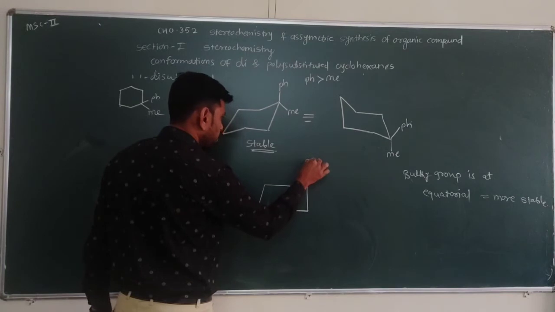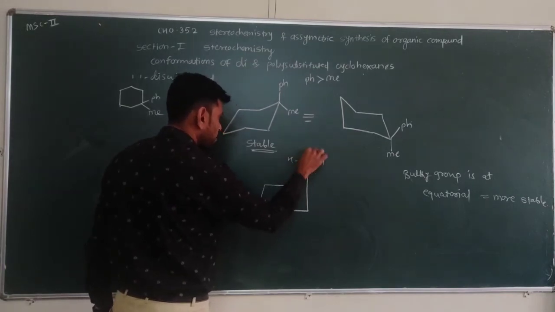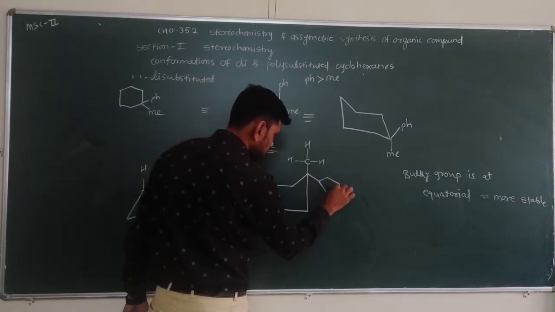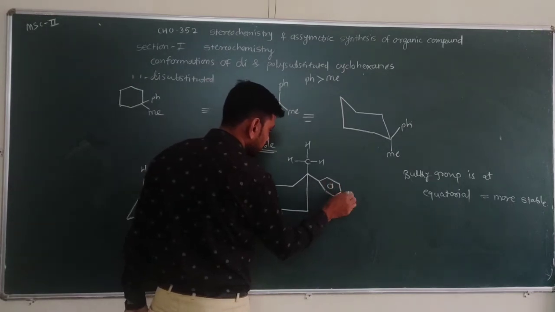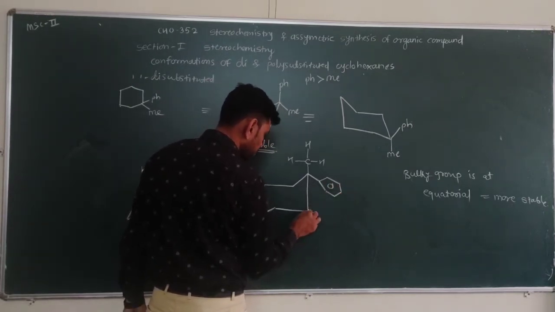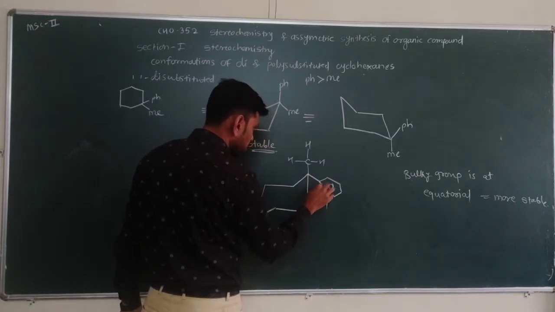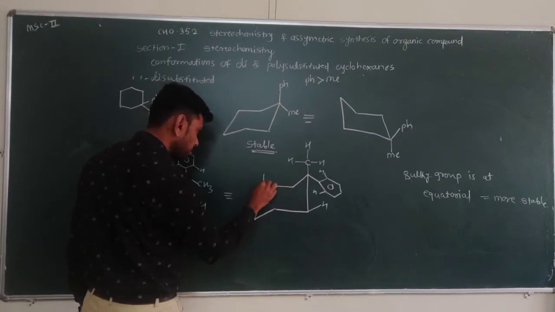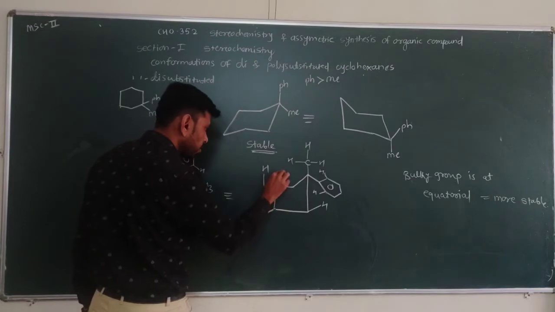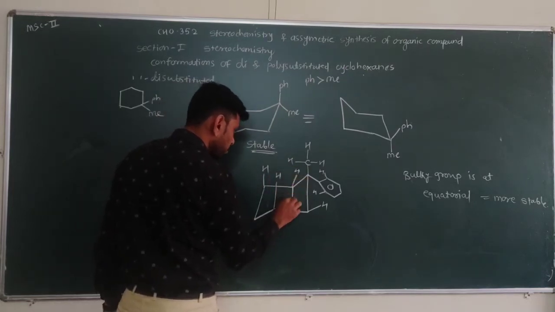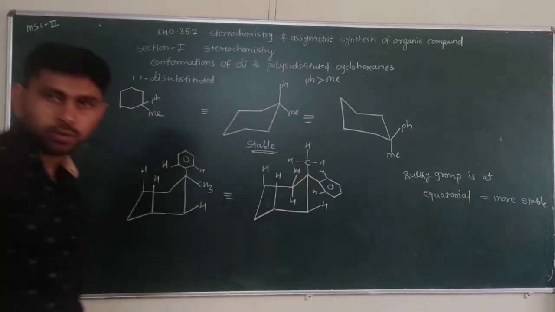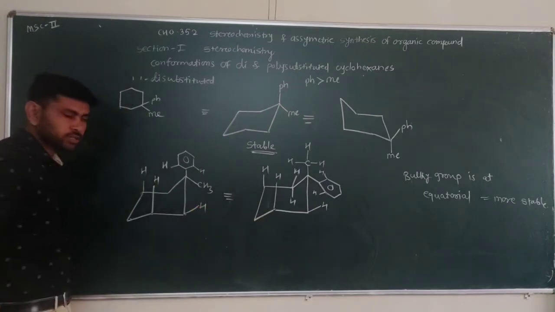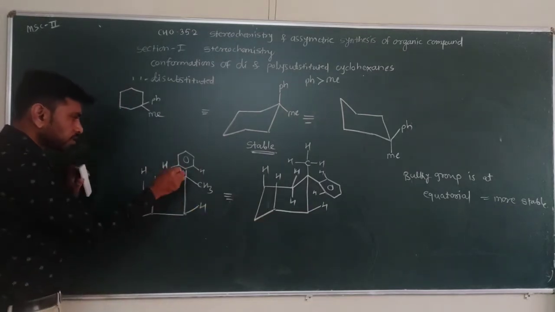See here I have taken CH3. Now the phenyl group, the bulkier group, is at the equatorial position here. So in this case, axial hydrogens are there, and this is the equatorial hydrogen. In these two structures, what is our observation? Our observation is that this structure is more stable.